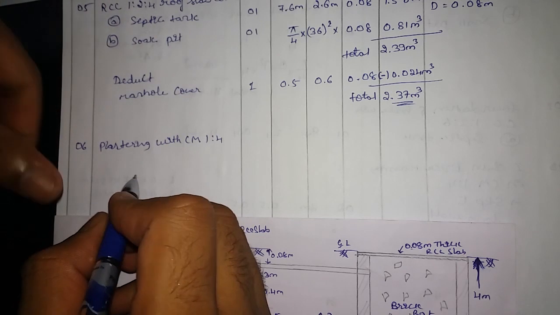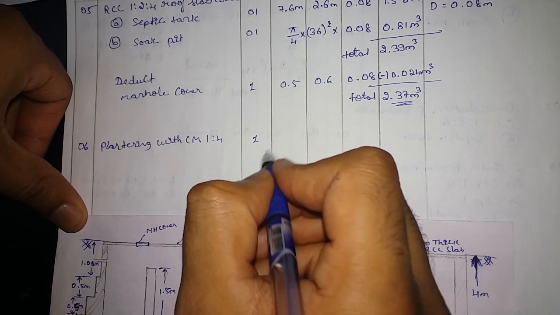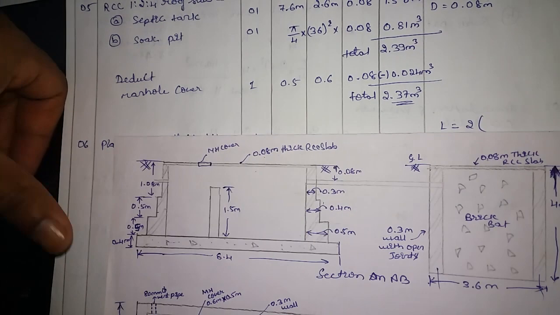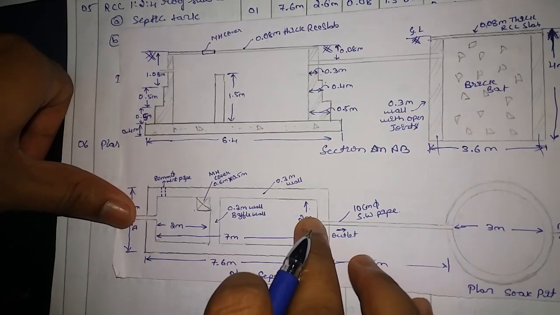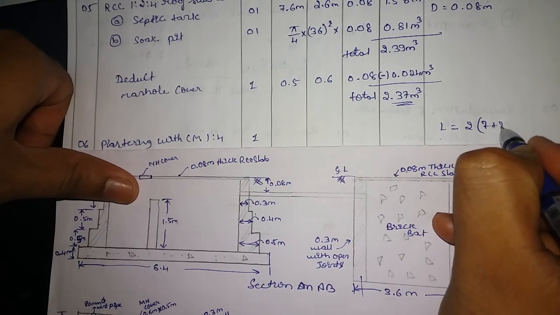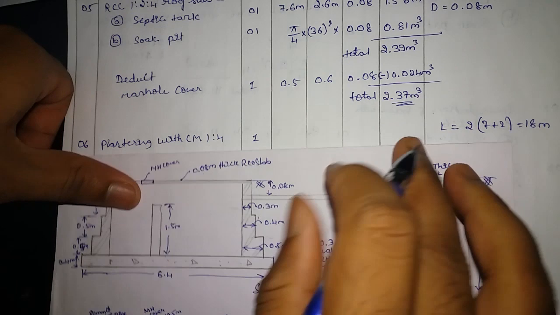So these are the plastering only for the one part. Here you need to find out the length. So length is equal to what? Total dimensions of the walls. You have a 7-meter wall and a 2-meter wall. See here we have 7-meter walls and 2-meter walls. So 2 into 7 plus 2, you will get around 18 meters. So this is your length.